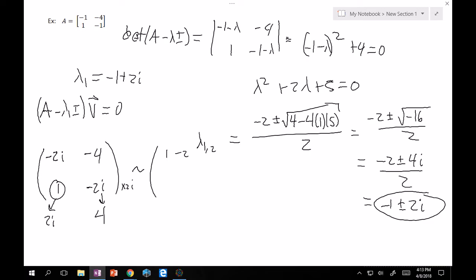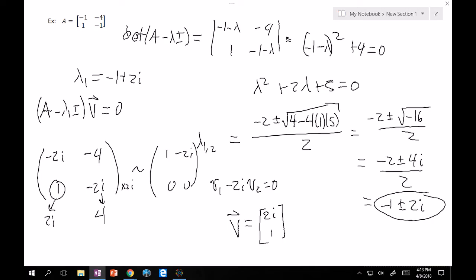1 minus 2i, 0, 0, which means that little v1 minus 2i little v2 has to equal 0, which means our eigenvector has to be what? Okay, so let's say, what if little v1 is 2i? That means that v2 just has to be 1, right? So 2i minus 2i is equal to 0.